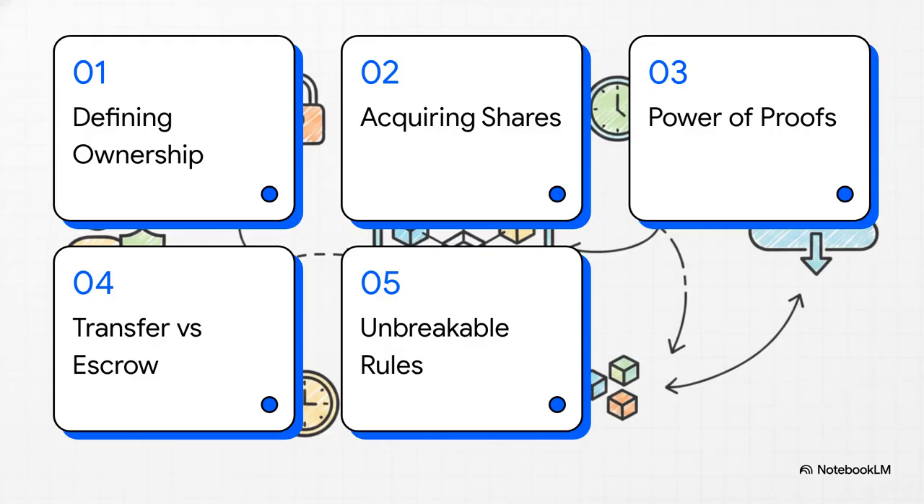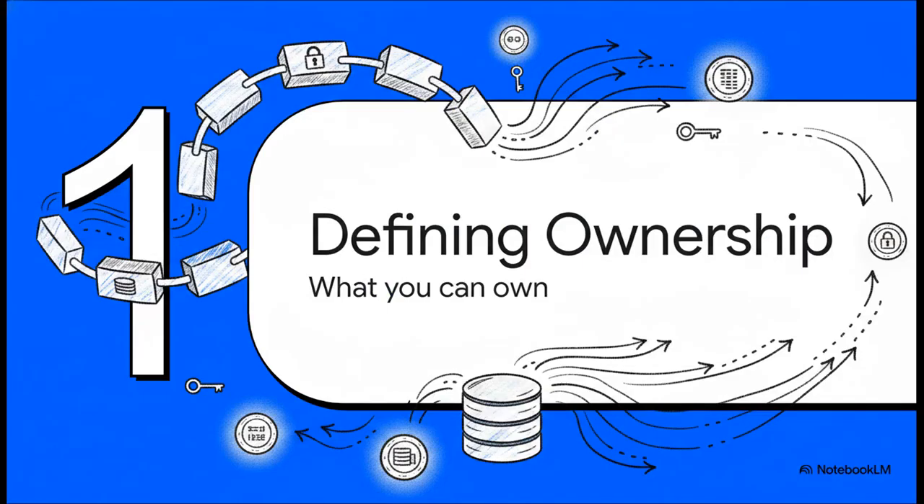Okay, here's our game plan for this explainer. We're going to define tokenized ownership, see how you acquire your fair share, explore the power of proofs, compare transfers versus escrows, and finally, wrap up with the ledger's unbreakable rules. Let's dive in. Section 1.